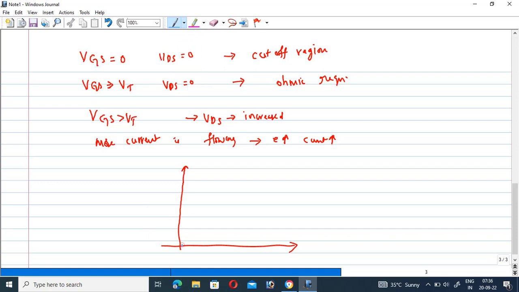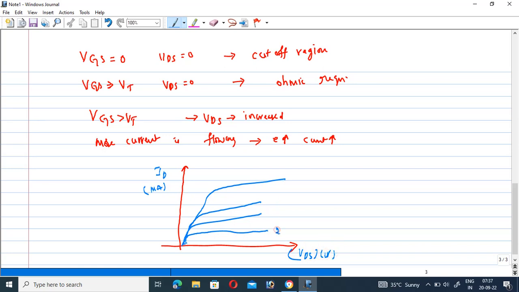Initially, if you are increasing like this, it is moving. This axis is nothing but drain current, in terms of milliamps. This is generally called VDS, the drain to source voltage, in the form of volts. As well as these are the VGS voltages.